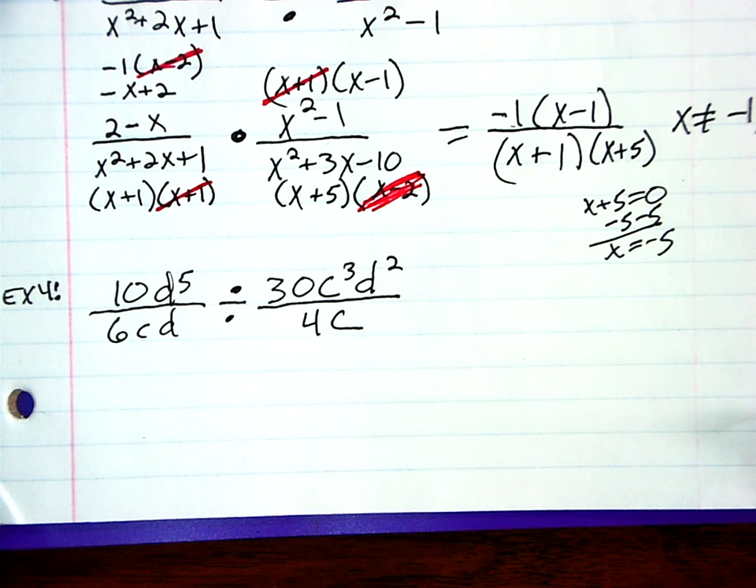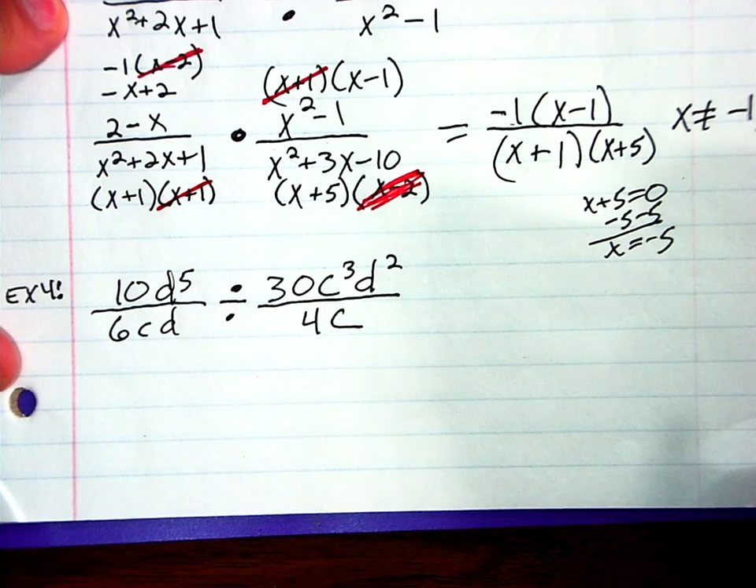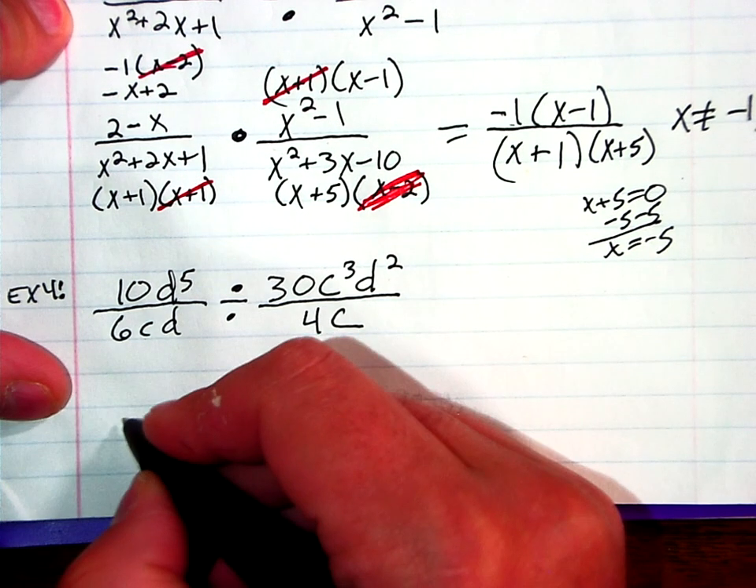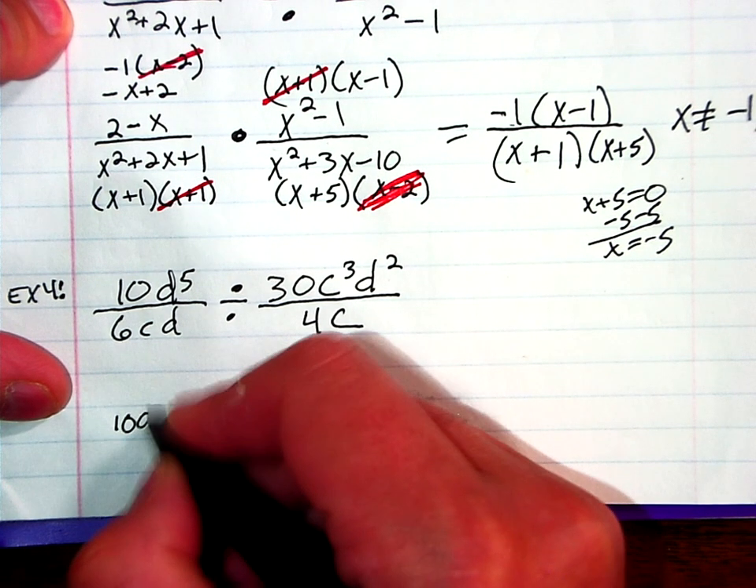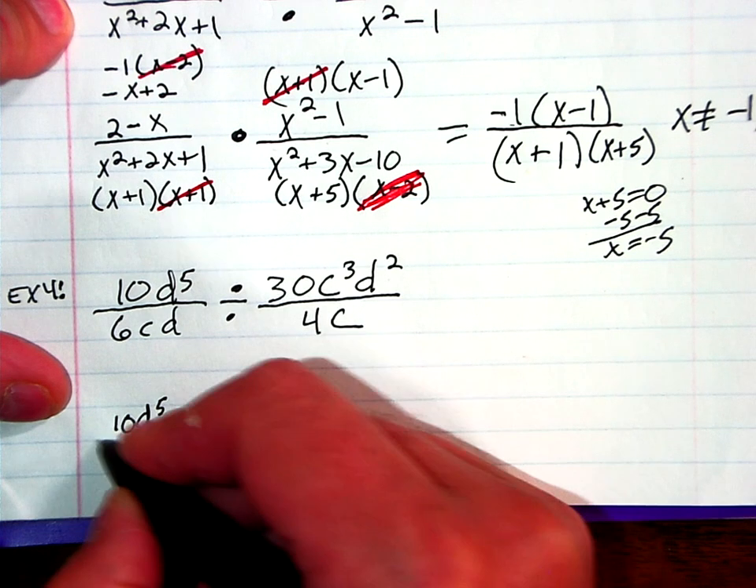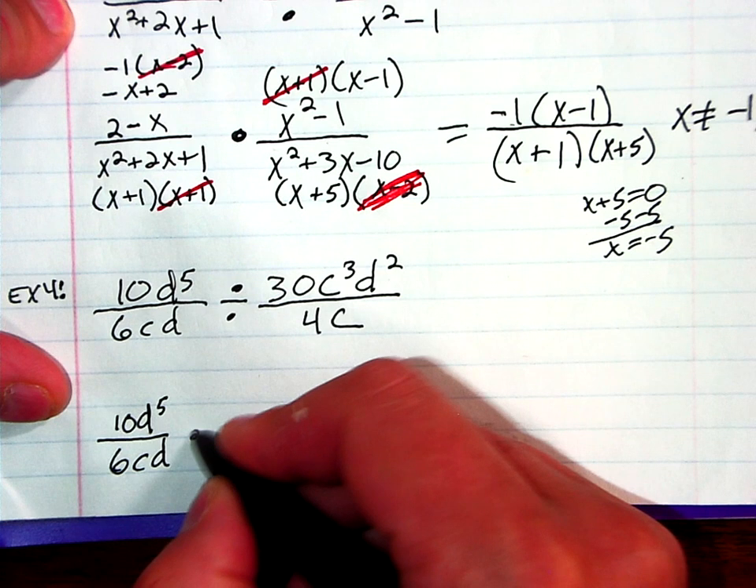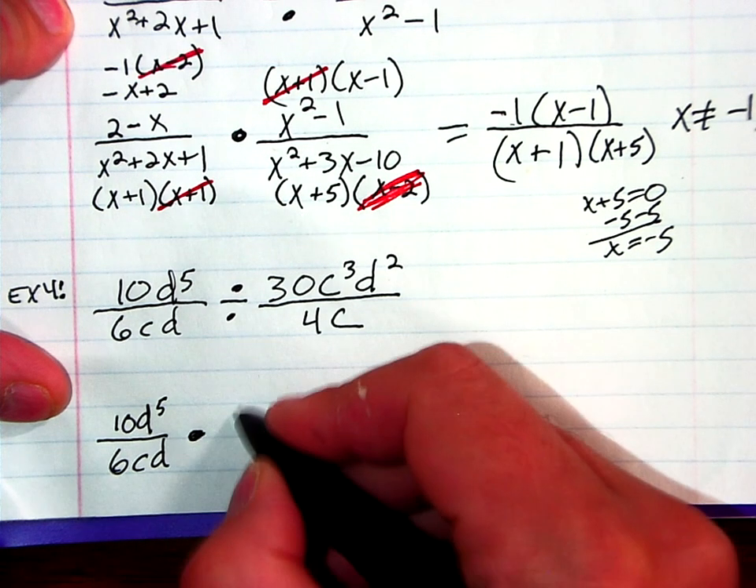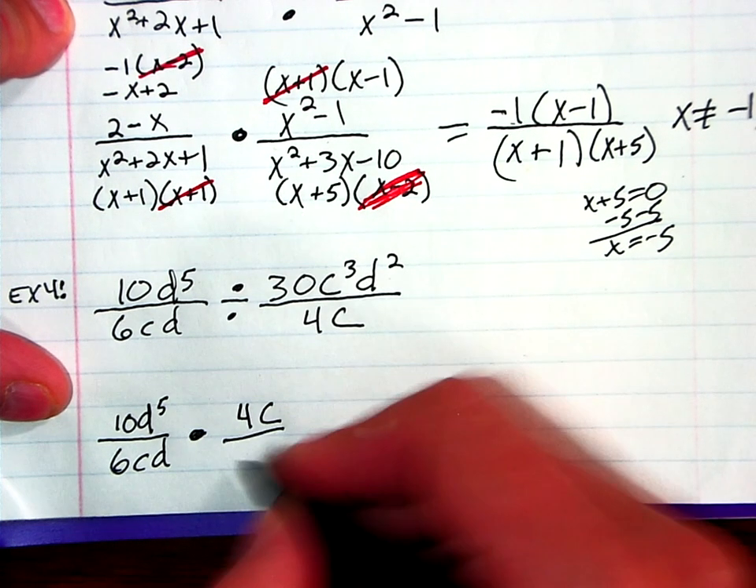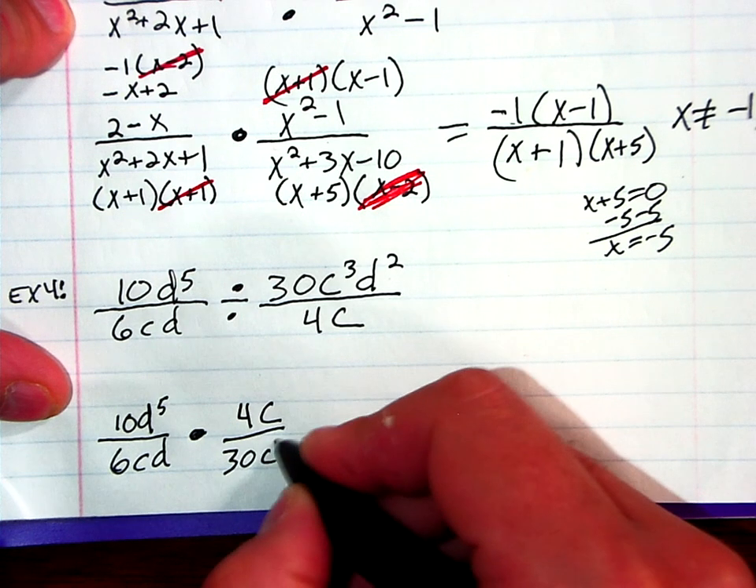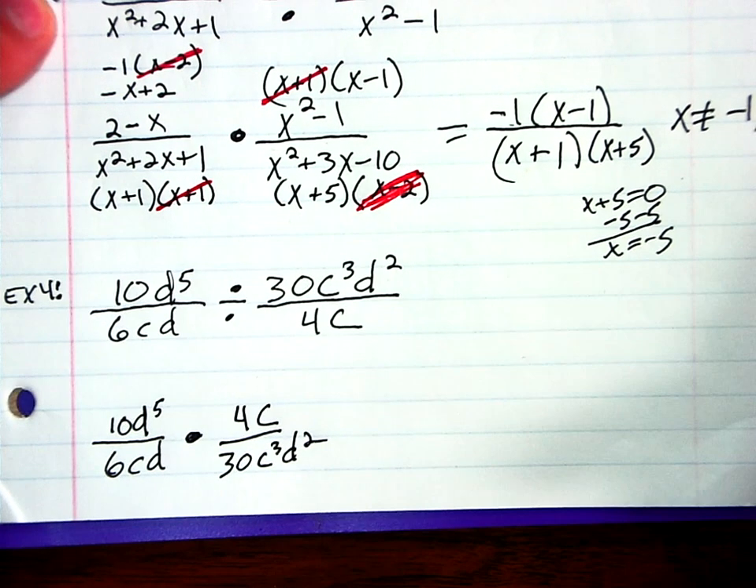All right, so this is division. So before we even start, what do we have to do? Keep it, change it, flip it. So this is going to be 10d to the 5th over 6cd. Keep it, change it, flip it. Also known as the reciprocal, the good math word.